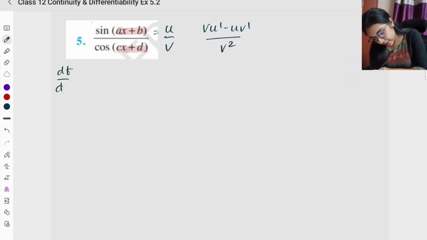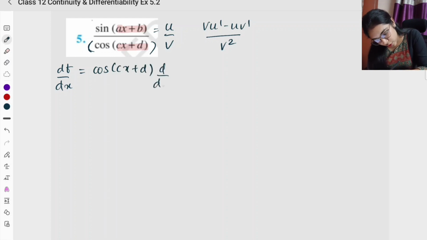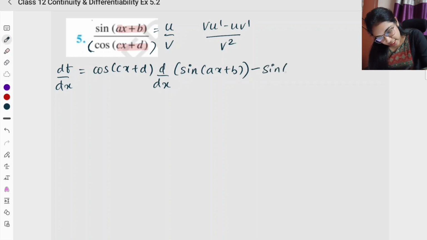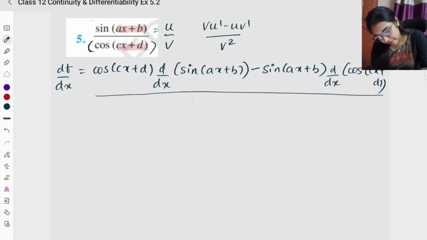So now df divided by dx is going to be vu dash. What is v? This is my v. So, it is going to be simply cos of cx plus d times u dash. So, it is going to be d divided by dx of u, which is sin of ax plus b, minus uv dash. So another sin of ax plus b is my u, times v dash. So it is going to be d divided by dx of cos of cx plus d. Correct? So this is my v dash, d by dx of the denominator, the whole divided by v square, which is cos of cx plus d the whole square.